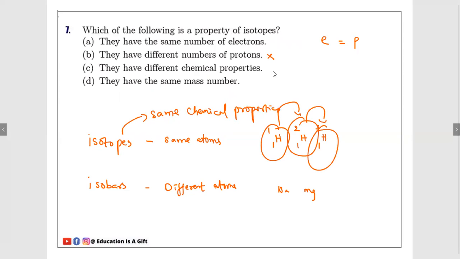So here this statement is wrong. They have same mass number? No, here if you observe, it is 1, it is 2, it is 3. They don't have same mass number. They have different numbers. So answer is A. They have same number of electrons.